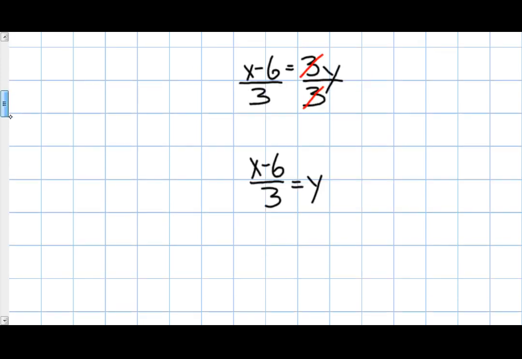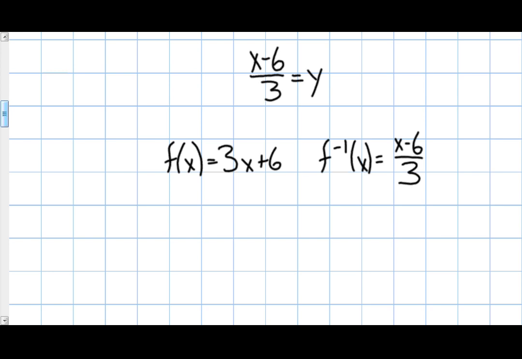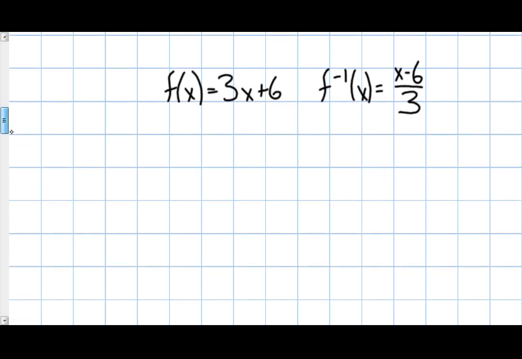And that's the inverse. Maybe you could write it like this. We know that f of x equals 3x plus 6. F inverse of x equals x minus 6 over 3. And that's pretty much all that you do. You have to be pretty sharp at being able to isolate how to solve for a variable, but it's not bad. So let's look at one more example here.